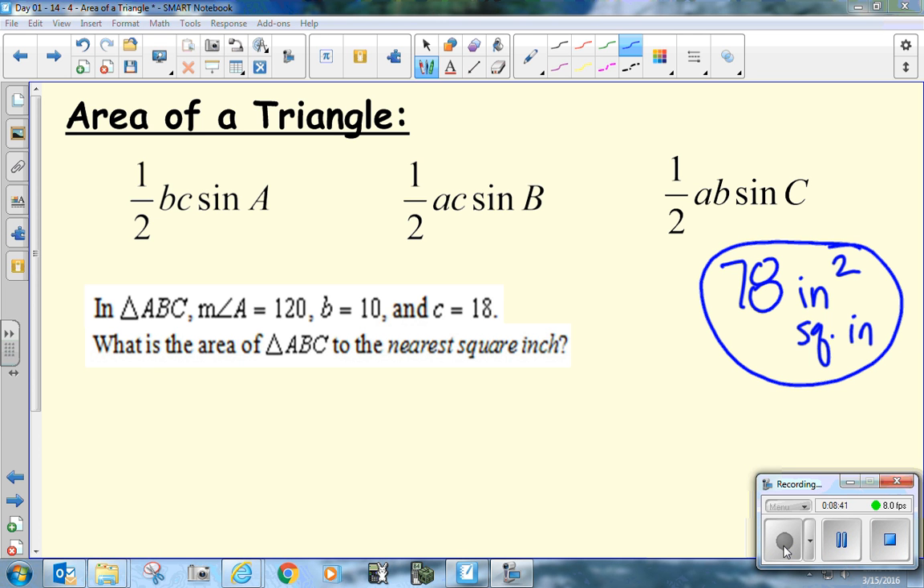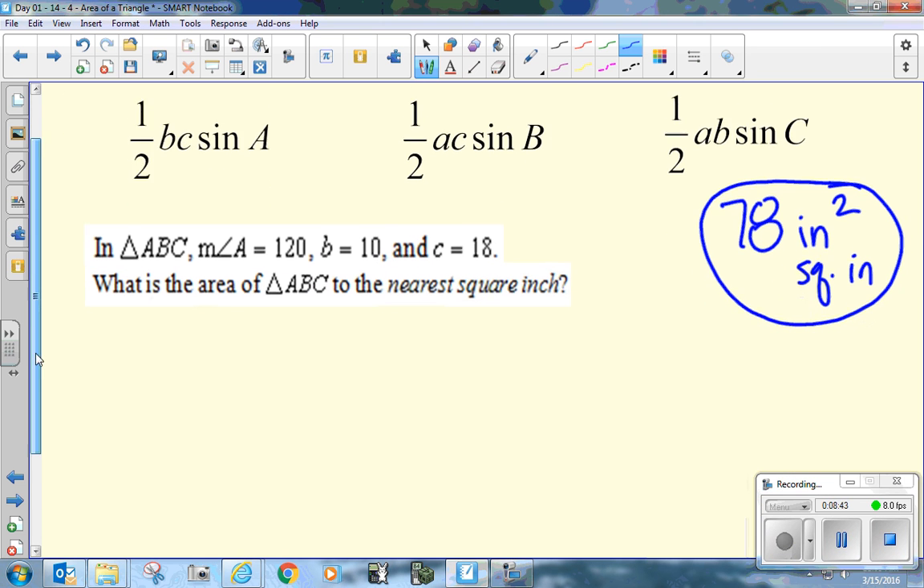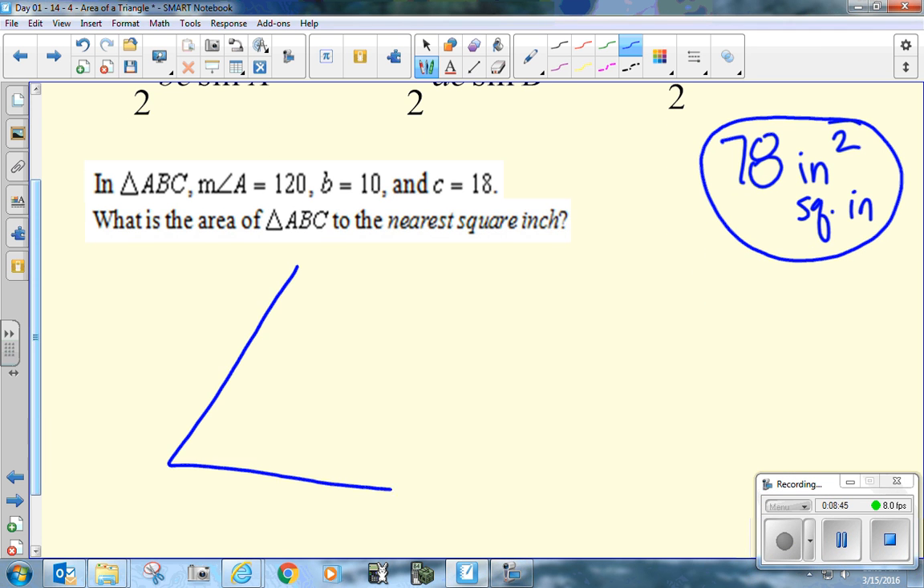Let's verify that. We have triangle A, B, C. I'm not drawing to scale. I'm just drawing a triangle and labeling the corners A, B, C. Angle A is 120. It doesn't look like it, but I'm just drawing it so we have some sort of visual. Little b, this side, is across from big B. And little c is 18, across from big C.